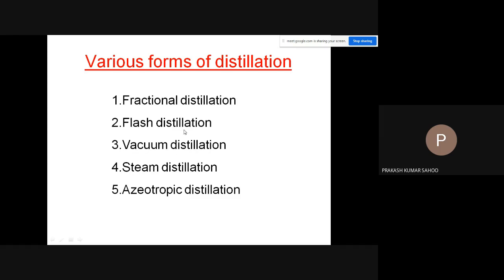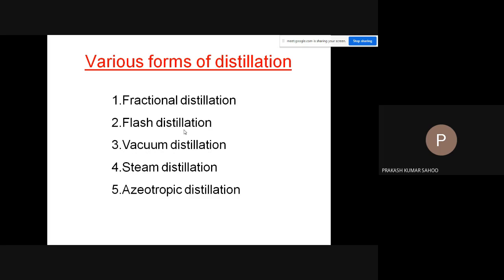Then flash distillation, there is an instantaneous and continuous vaporization of a definite component of the mixture, such that the total vapor produced is in equilibrium with the remaining liquid. So this is known as instantaneous and continuous vaporization. This is known as your flash distillation.